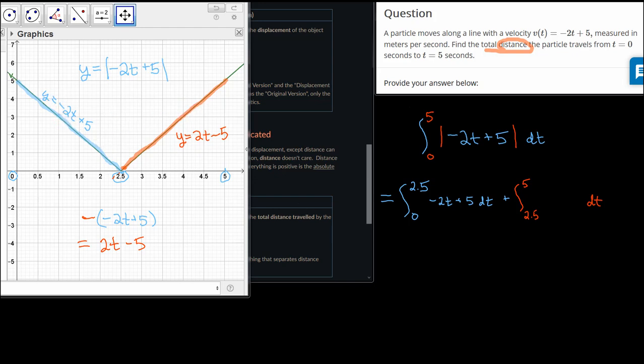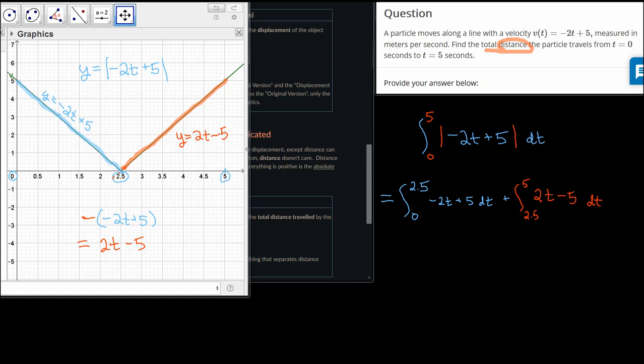And so for the purposes of our integral, when t is between 0 and 2.5, we need to use the blue function. And then when t is between 2.5 and 5, we use the red function, which is 2t minus 5.